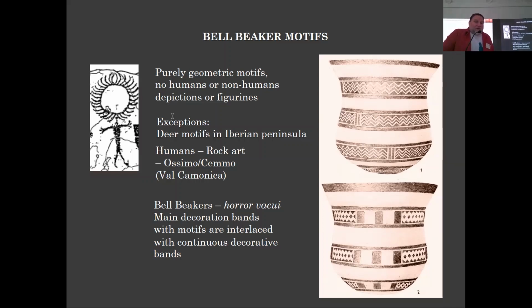But there are also exceptions, such as the deer motifs, which in the original presentation are actually below those beakers, but that doesn't matter. You probably know these beautiful depictions on the bowls from the Iberian Peninsula, but then also on rock art panels, we can find the depiction of human beings and also perhaps of some solar deities, as it is here from the Valcamonica, Osimo, and Chemo panels.